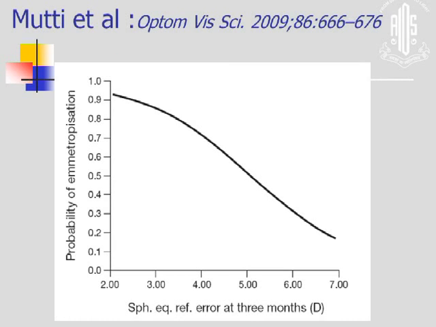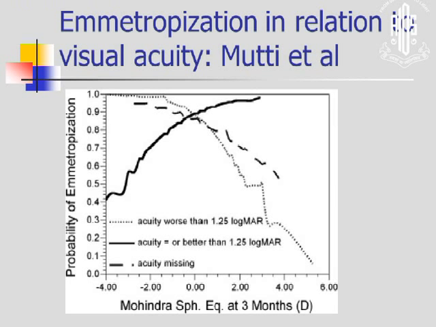Now looking at this graph from that same paper, there is a very high likelihood of emmetropization when the spherical equivalent at 3 months is close to 2.53 diopters. But this probability of emmetropization falls quite rapidly, so that if the child's refractive error is closer to 5 to 6 diopters, there is less than a 50% chance that this will finally emmetropize completely. And this is the weak association which I was talking about. When the visual acuity is worse than 1.25 logMAR, the emmetropization process is slightly worse than when the acuity is better than 1.25 logMAR.